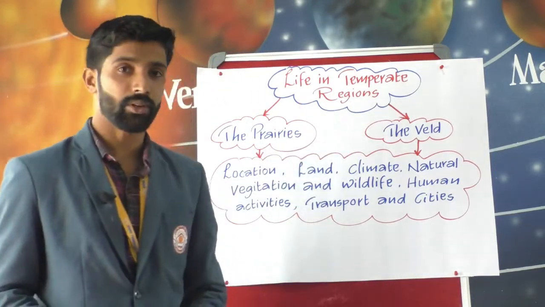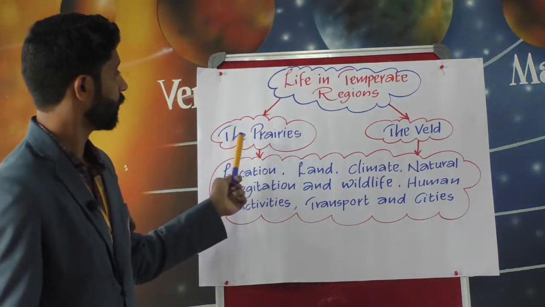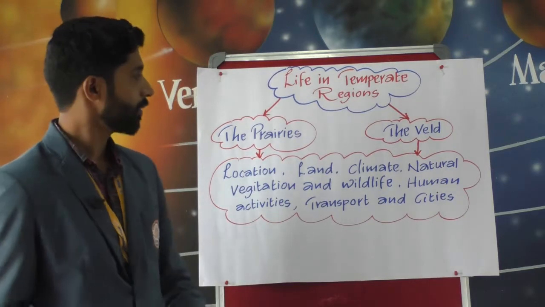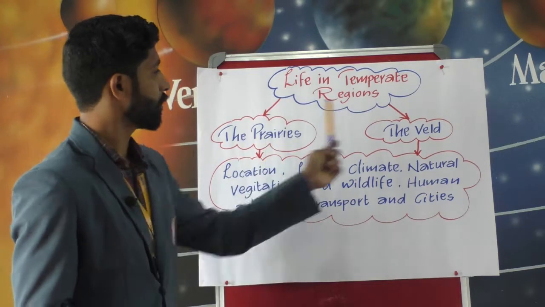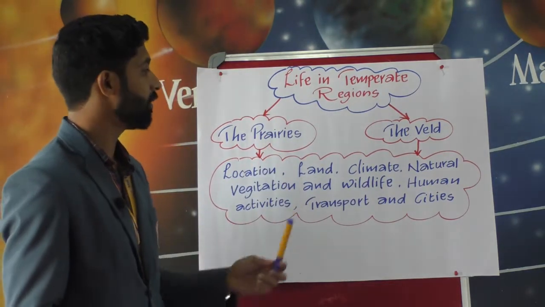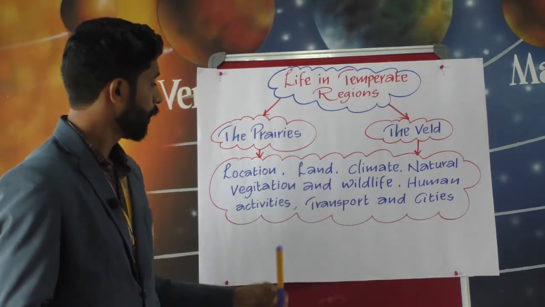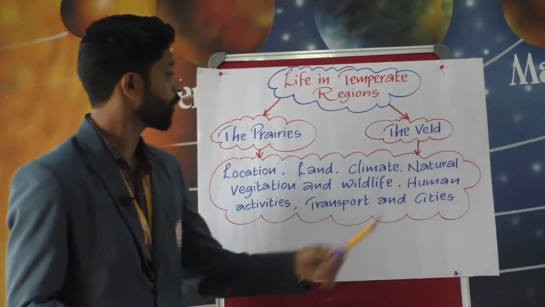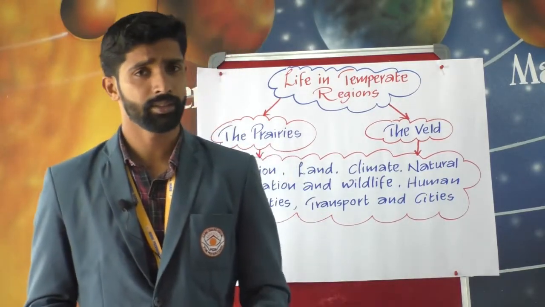Life in temperate regions, and mainly we are going to discuss two areas, that is, the first, the prairies and the veldt. And in prairies and veldt we will discuss the location, land, climate, natural vegetation and wildlife, human activities and also transport and cities. So let us learn together. So dear kids, you can watch here.